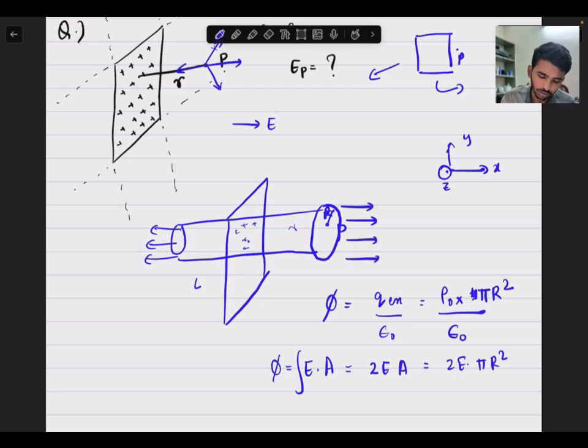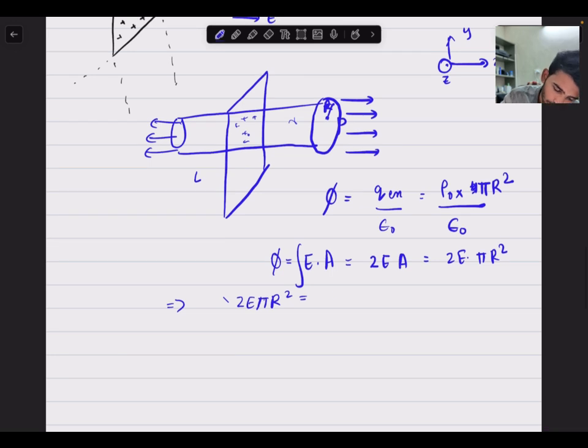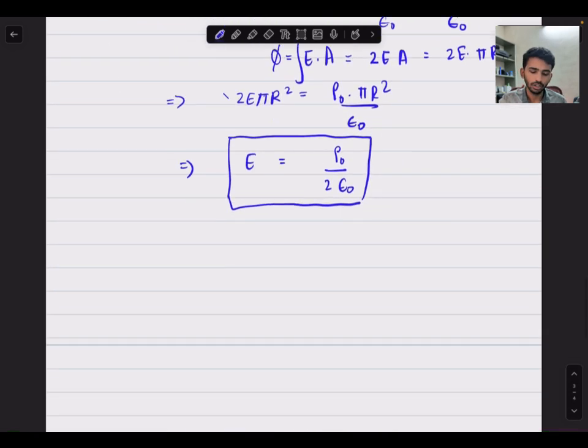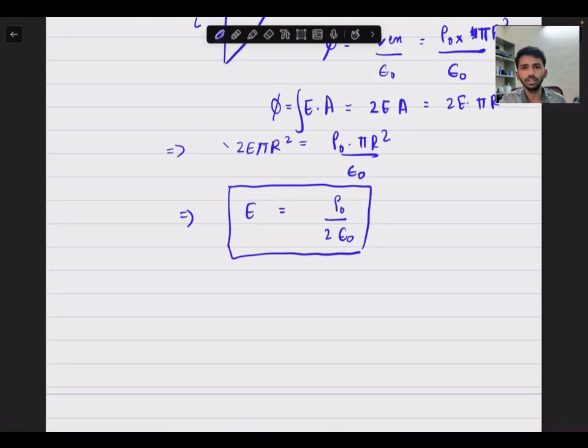So now we can see that 2E pi r square is equal to rho naught into pi r square by epsilon naught. So the electric field comes out to be rho naught by 2 epsilon naught. We can see that the electric field does not depend upon the distance at which the point is placed from the charge sheet. So by using Gauss law, we solved this question very easily.